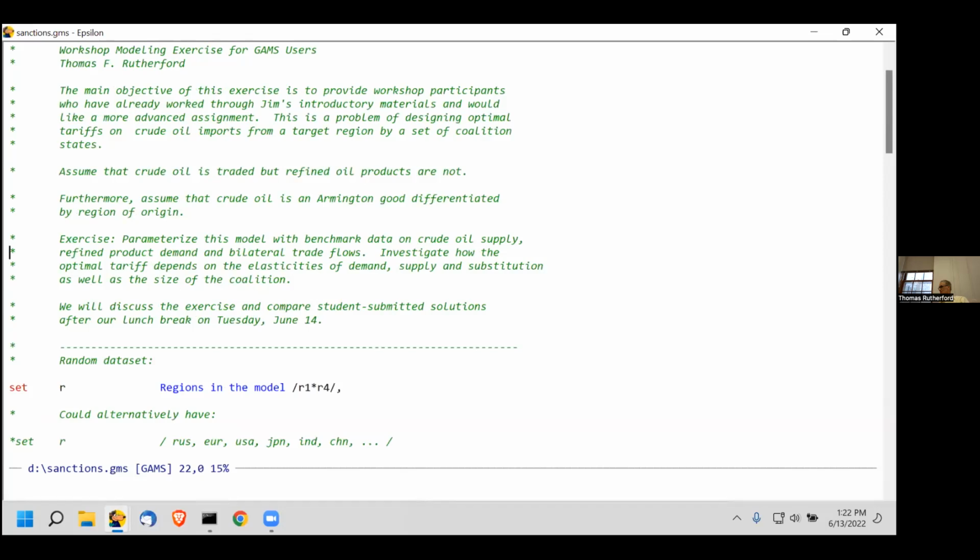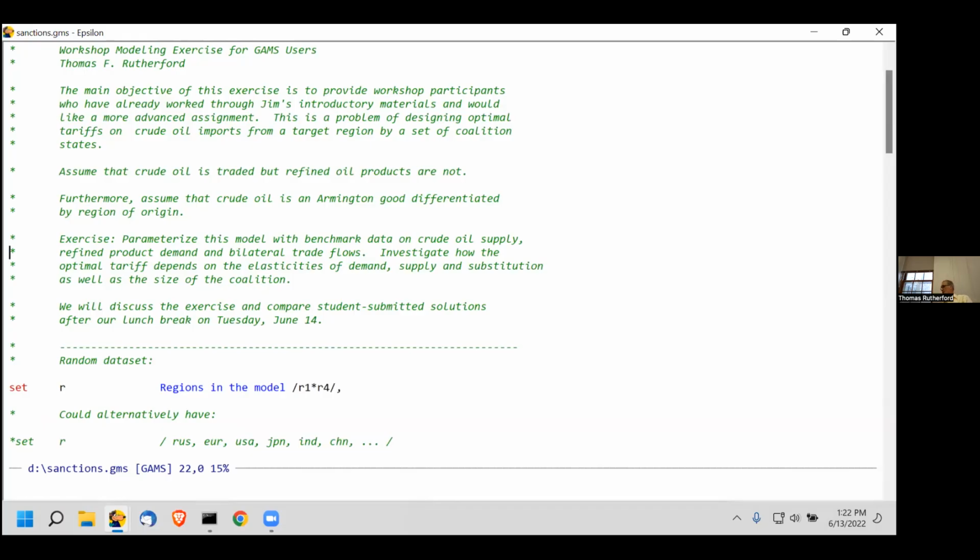If you want to look for data sets, you could go to XEO base, or if you have GTAP, you could go to the GTAP trade flows, whatever. Put in the parameters, define the regions to be real regions, and investigate how the optimal tariff depends on the elasticity of demand supply substitution, as well as the size of the coalition.